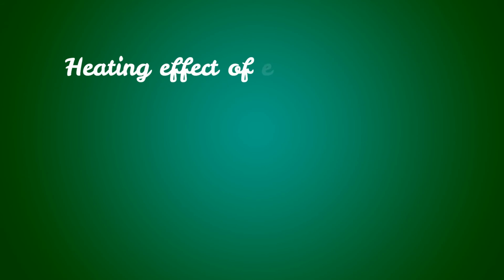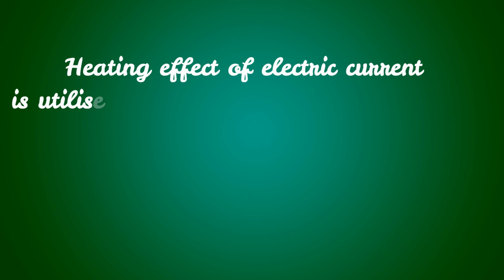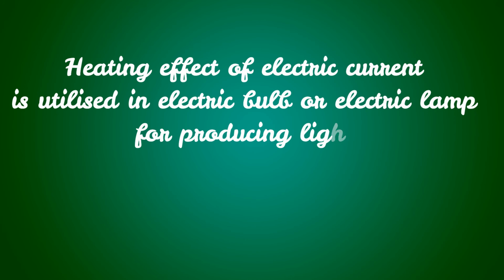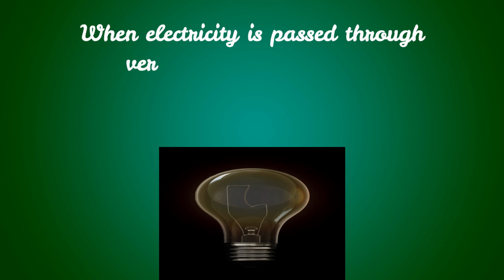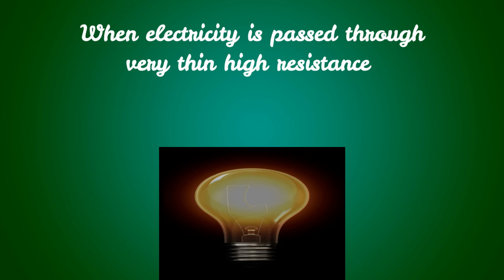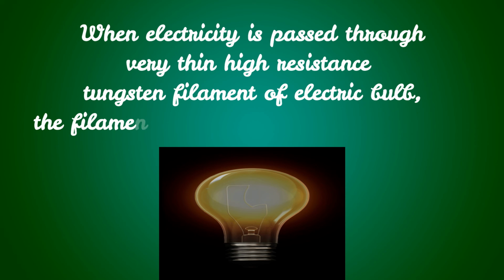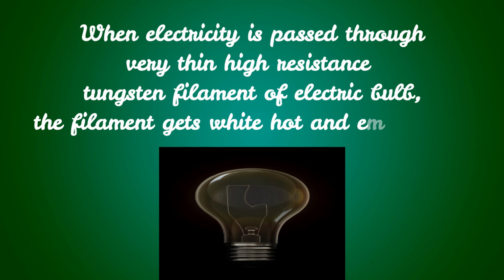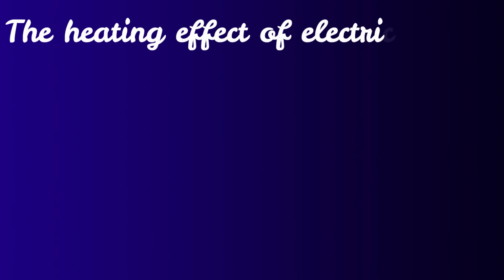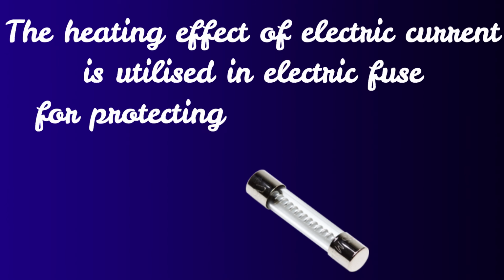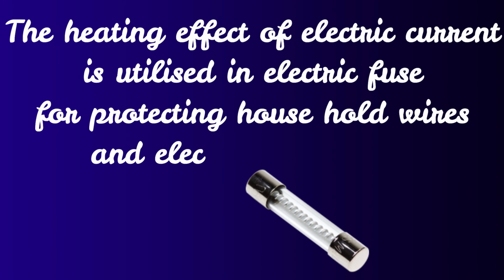The heating effect of electric current is utilized in electric bulbs or electric lamps for producing light. When electric current passes through a very thin, high resistance tungsten filament of an electric bulb, the filament becomes white hot and emits light. The heating effect of electric current is also utilized in the electric fuse for protecting household wiring and electrical appliances.